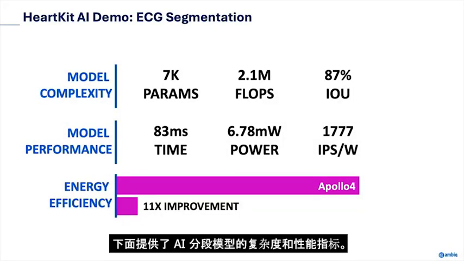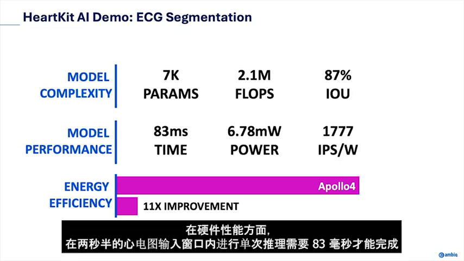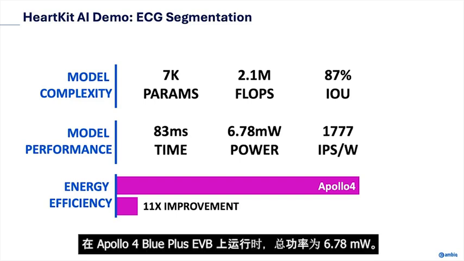The following provides high-level complexity and performance metrics of the AI segmentation model. In terms of complexity, the model only requires 7,000 parameters and 2.1 megaflops while achieving an intersection over union score of 87%. In terms of hardware performance, a single inference over a 2.5-second ECG input window takes 83 milliseconds to run and draws 6.78 milliwatts total power when running on an Apollo4 Blue Plus EVB.